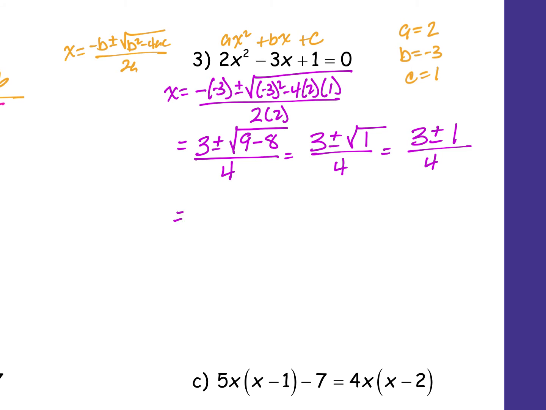Thanks, Nia. So then we get 3 plus or minus 1. So I have two separate problems. I have 3 plus 1 divided by 4, and I have 3 minus 1 divided by 4. That's what the plus or minus means. So I get 4 divided by 4, which is 1, and then I get 1/2. There are my answers.